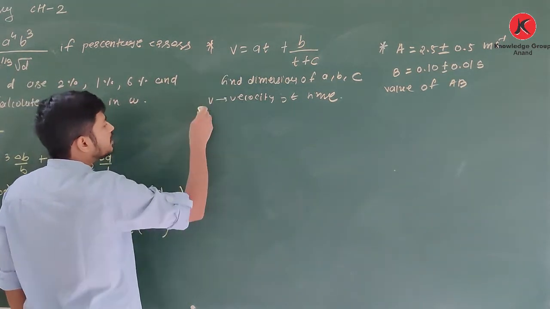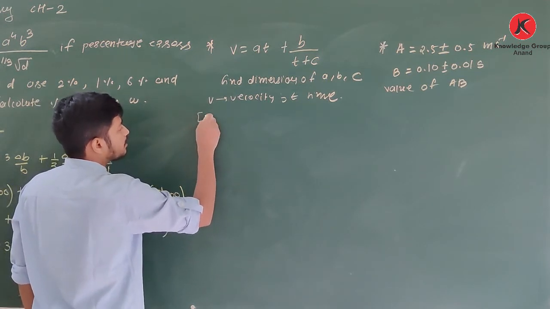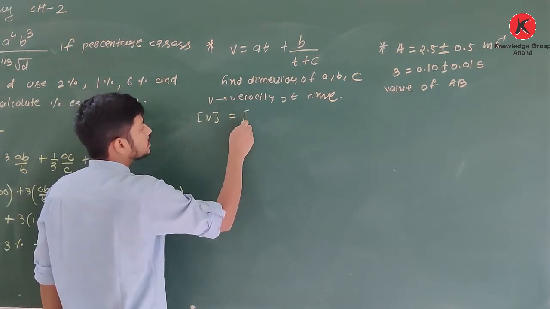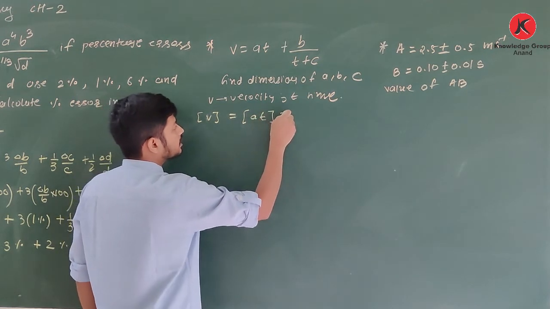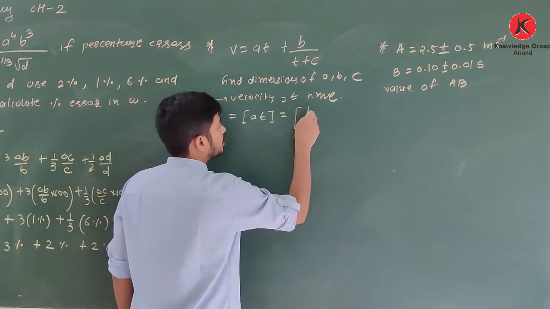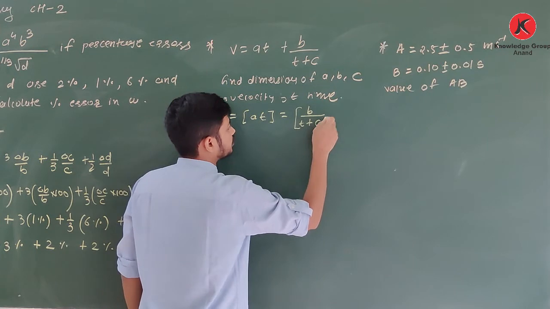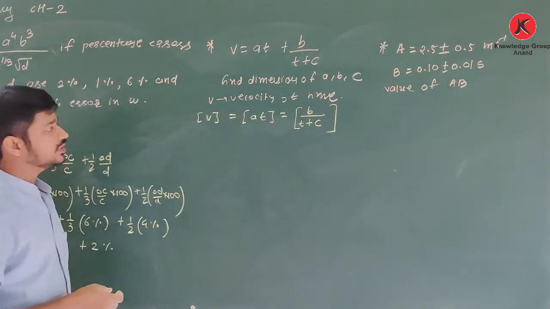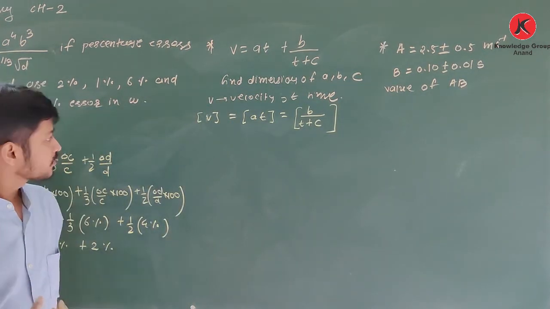So how to write the meaning of this equation? I can write: dimensions of V is equal to dimensions of At is equal to dimensions of B upon (t plus C). Clear about this equation? Okay.